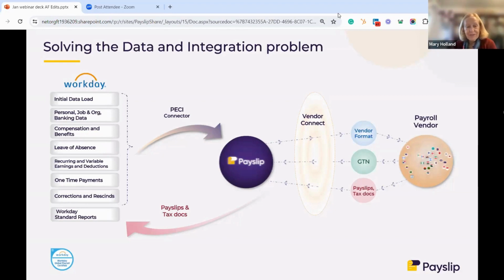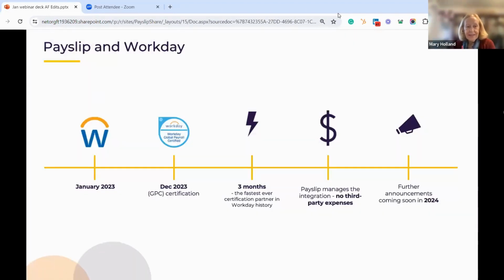So let's move to the next slide, Aoife. So Payslip and Workday have been working together. We have a little roadmap here where we started actually in January of 2023 that we were a recognized partner. And then we went through the certification process in December of 2023.